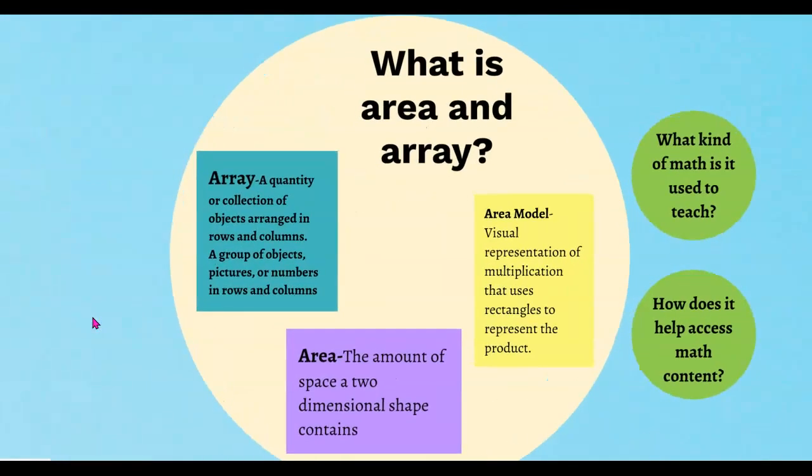So an array is a quantity or collection of objects arranged in rows and columns, or a group of objects, pictures, or numbers in rows and columns. Area is the amount of space a two-dimensional shape contains, and an area model is a visual representation of multiplication that uses rectangles to represent the product.